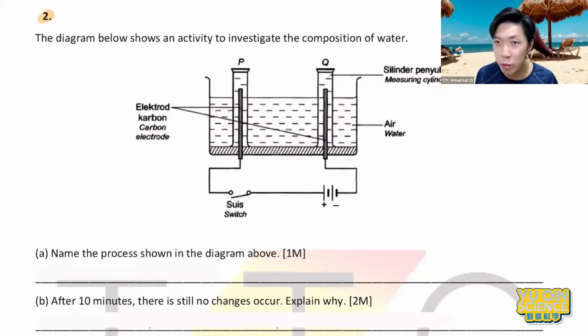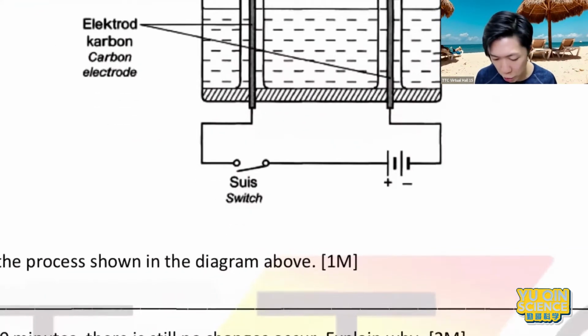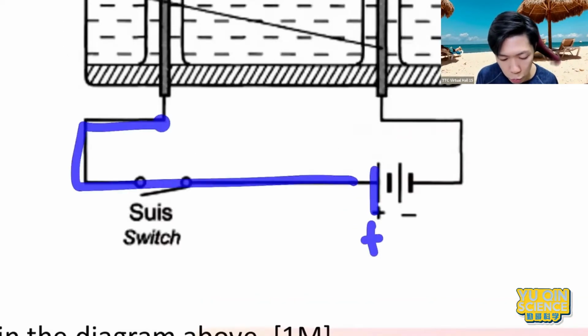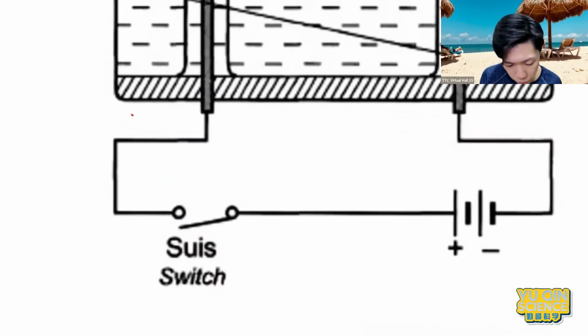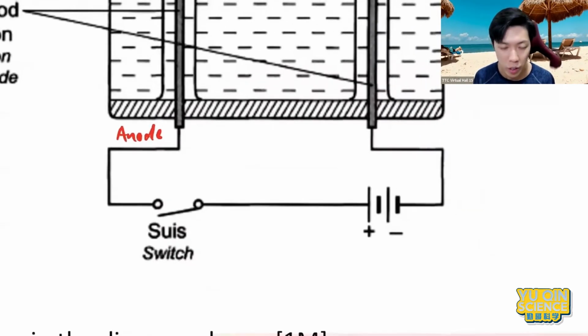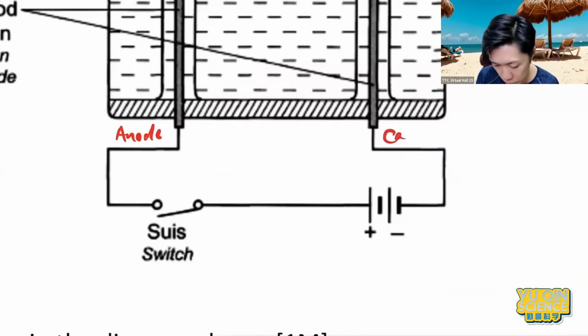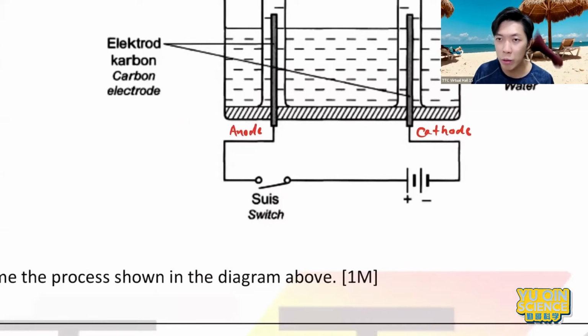First thing first, whenever we do electrolysis, you have to check out the battery. So the battery, long side, positive. So the positive side goes to the anode. Okay, so anode, positive. And then the negative side goes to the cathode, which is negative. According to your syllabus, you have to memorize a bit.